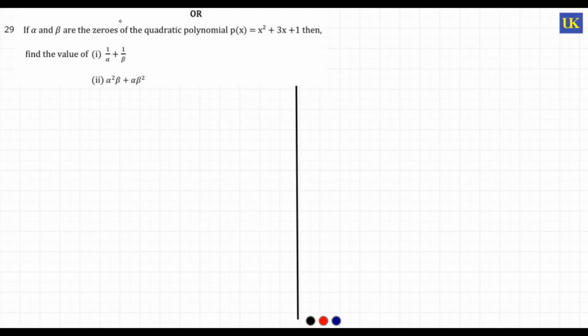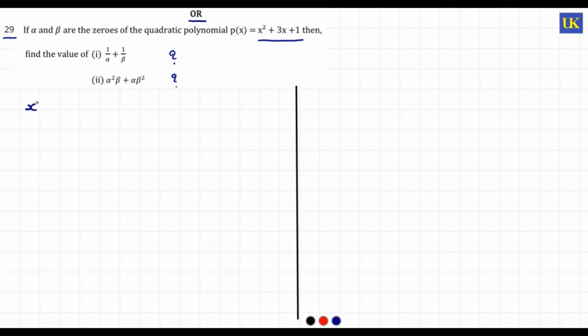Now we will see the OR question for question number 29. If alpha and beta are the zeros of the quadratic polynomial, and this is the quadratic polynomial, then we have to find these two things. Okay, we have to find the first question and the second question.